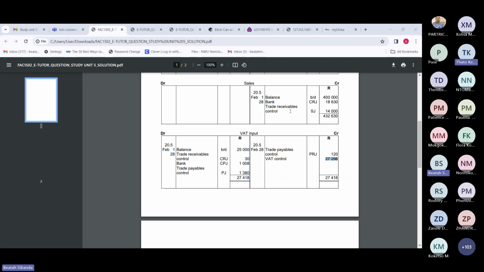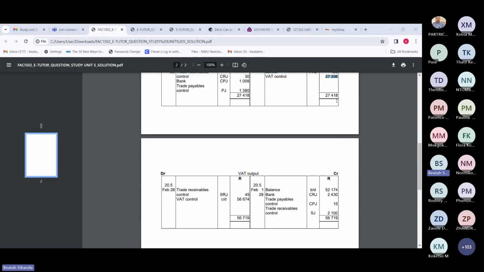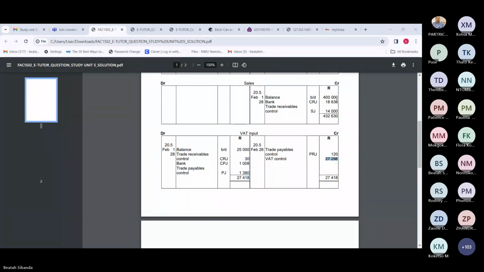Okay, can I please answer that? Yes. 18,630, there is an error. The amount that should have been there is the amount excluding VAT, because the VAT portion then goes to the VAT output. So that amount was supposed to be the amount exclusive of VAT. We are going to adjust the question and then we give you an updated one after correcting this error.